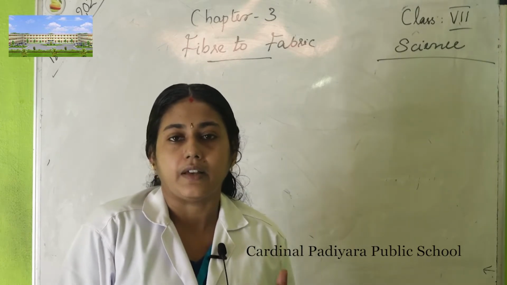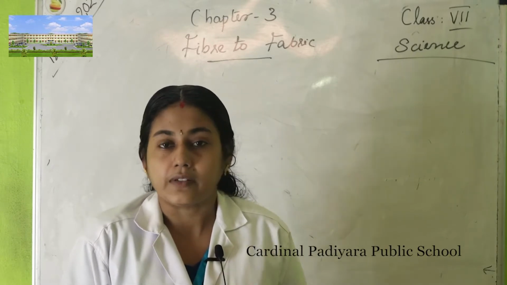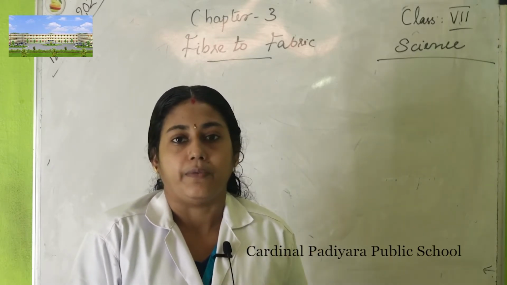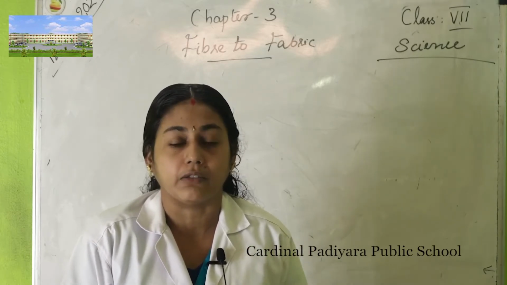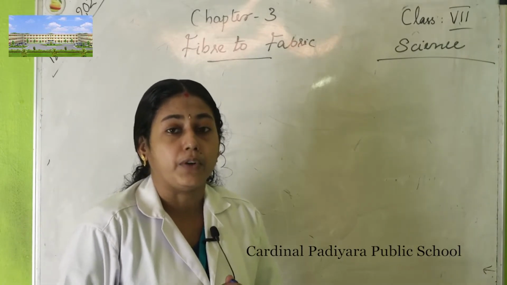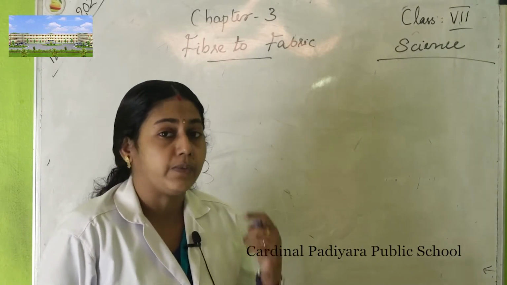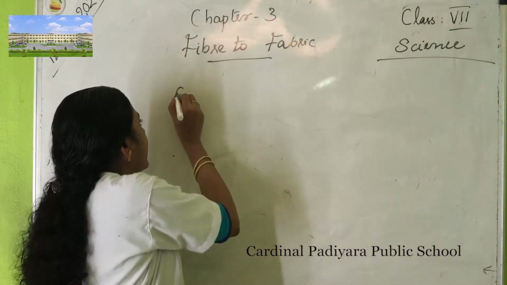In the previous class, what have we studied? We studied the processing of wool, how wool is obtained from the fibers of sheep. In this chapter we are studying two types of animal fibers: first wool, and second silk.